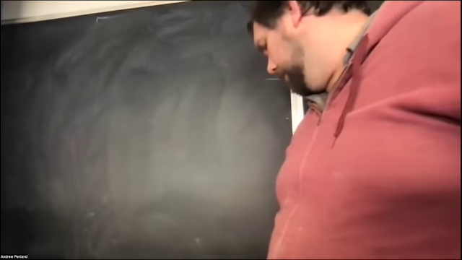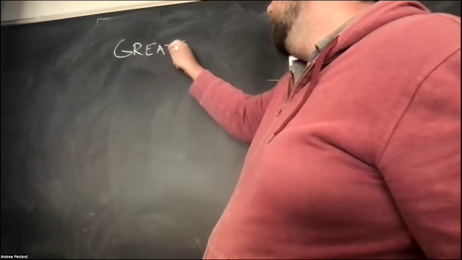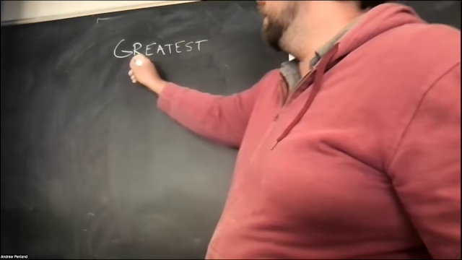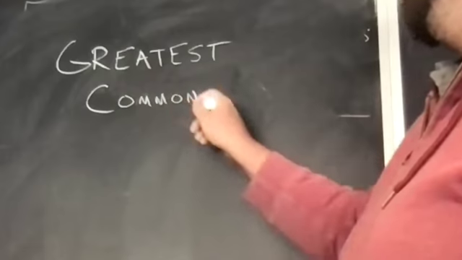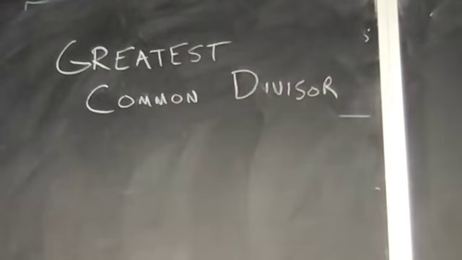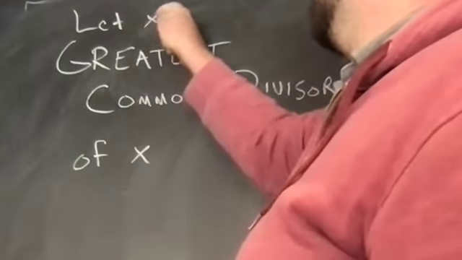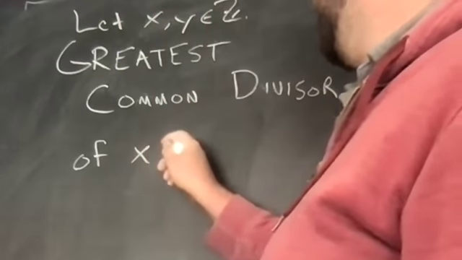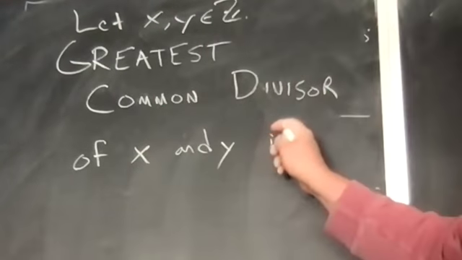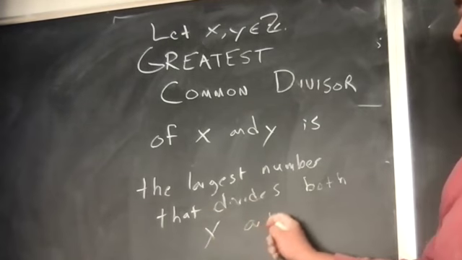And the first one we're going to talk about is the greatest common divisor. The greatest common divisor is also a binary operation, although we don't usually think about it that way. But the greatest common divisor is what it sounds like. It's the largest number that divides a pair of numbers. Greatest common divisor, x, y, integers. The greatest common divisor of x and y is the largest number to divide both x and y.